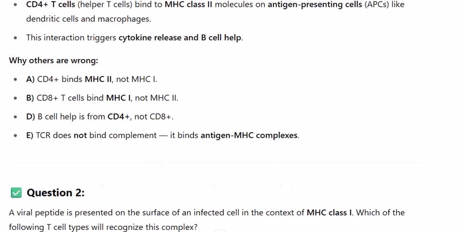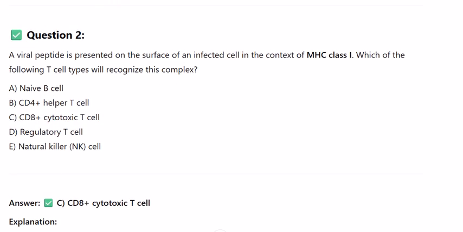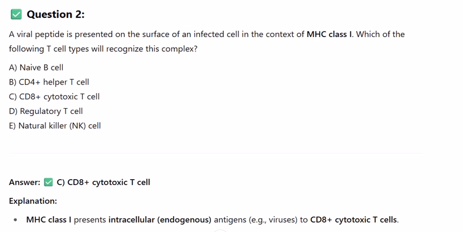Question 2. A viral peptide is presented on the surface of an infected cell in the context of MHC class 1. Which of the following T-cell types will recognize this complex? A. Naive B-cell. B. CD4 plus helper T-cell. C. CD8 plus cytotoxic T-cell. D. Regulatory T-cell. E. Natural killer, NK cell. The answer is CD8 plus cytotoxic T-cell.